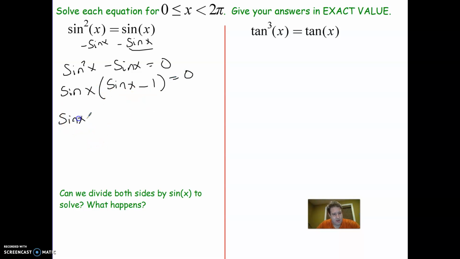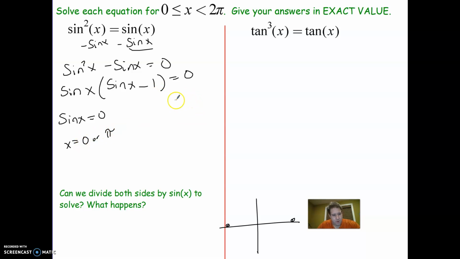So when can sine of x equal 0? If you remember, sine has a height of 0 here and here. So that will be at 0 and at pi. So x can be 0 or pi.